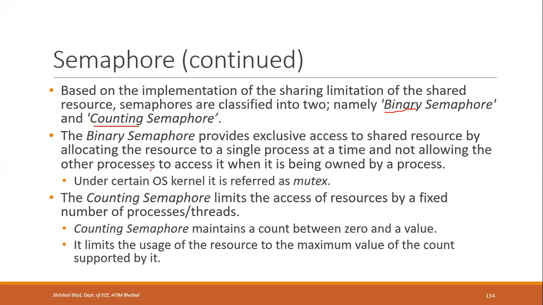So binary semaphore, we call it binary because it is either 0 or 1. Either you have access or you don't have access. There can be only one process that can have access. That means other processes will not have any access. Whereas in counting semaphore, there are multiple counts, 0 to that fixed count. So if you reach the maximum count, further processes, if they try to access, will not be given access until one of the processes which are already using it releases the particular resource. So that's the difference between binary and counting semaphore.